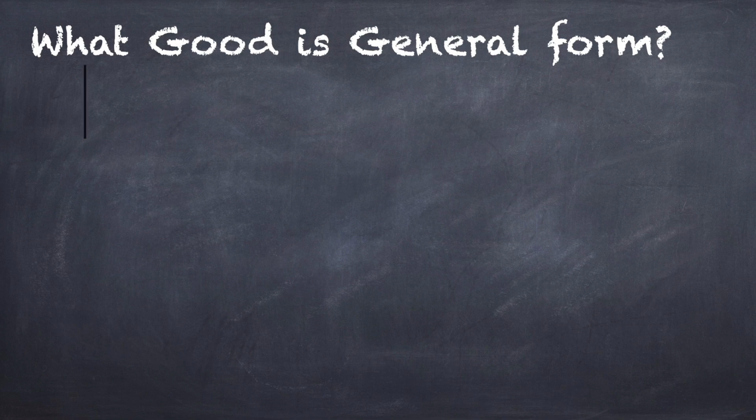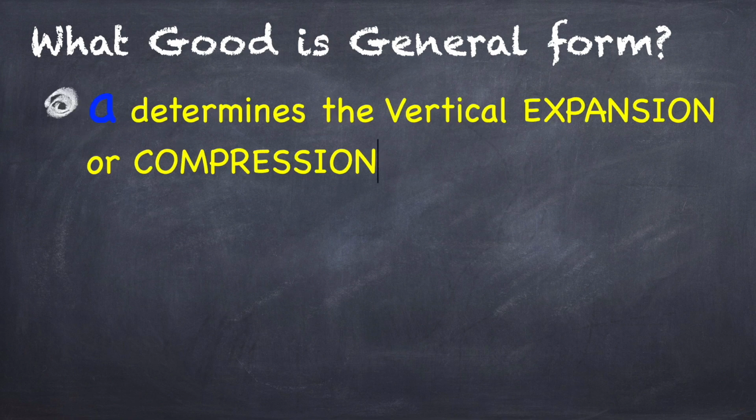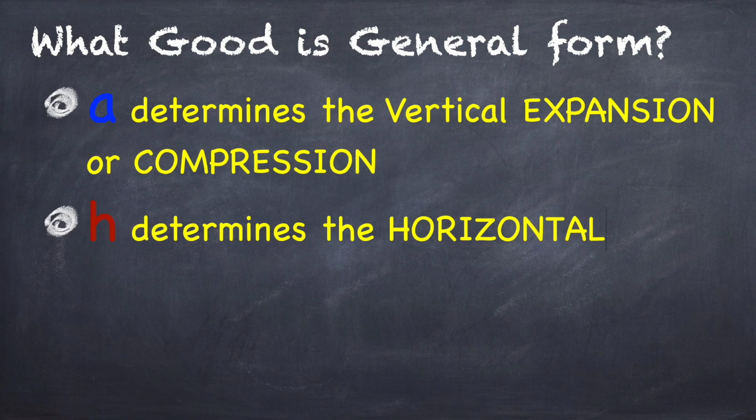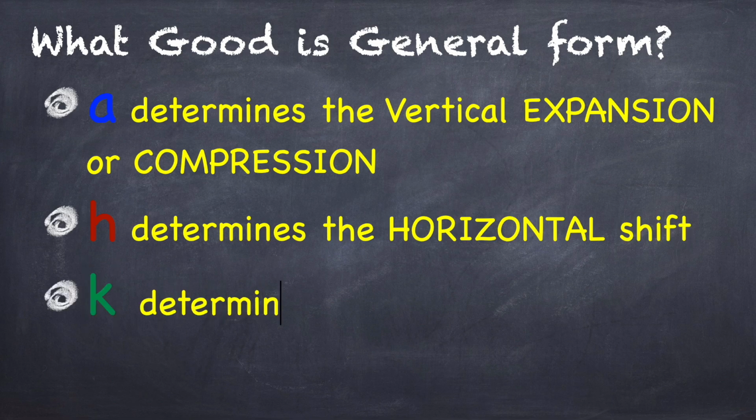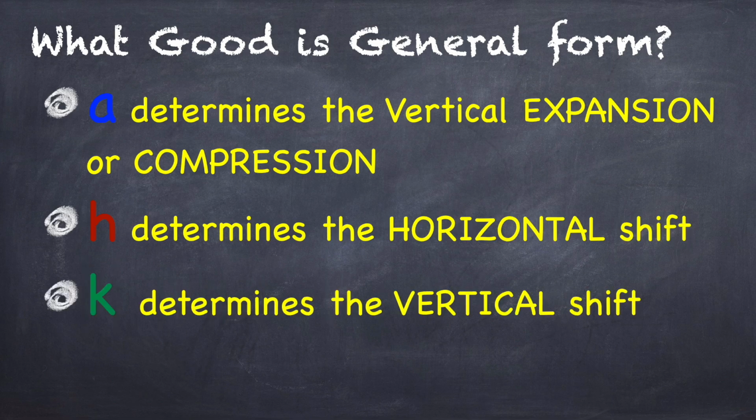What good is general form? Well, that is a great question. A is going to determine our vertical expansion or compression in every one of those. H will determine our horizontal shift, and K determines our vertical shift. Every single one of those had an A, an H, and a K. It's up to us to be able to look and identify them.